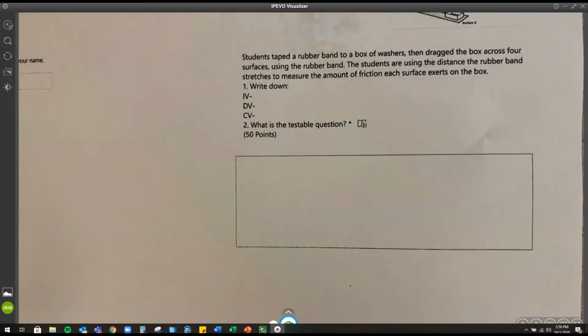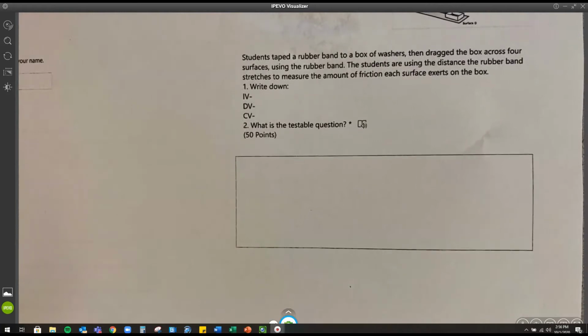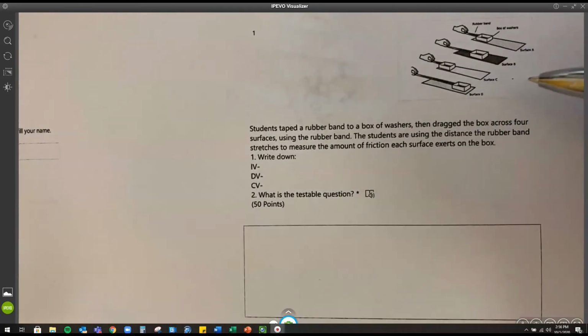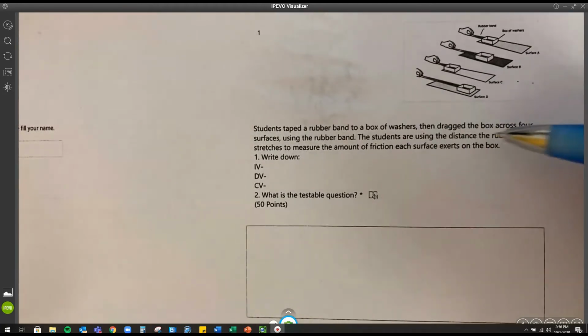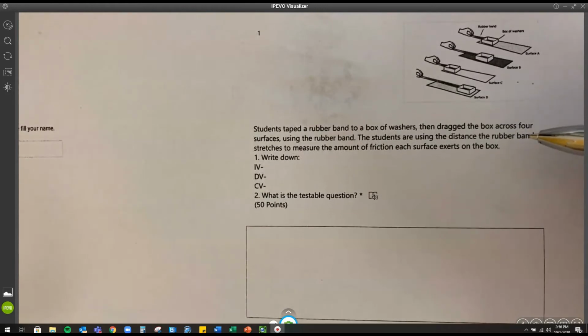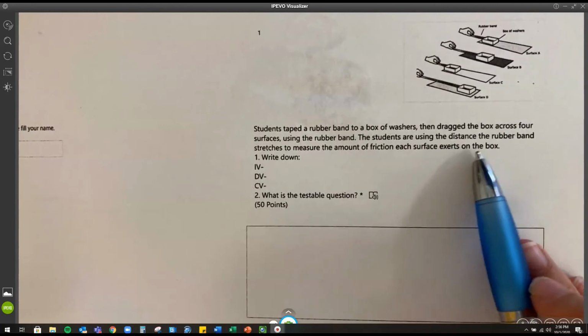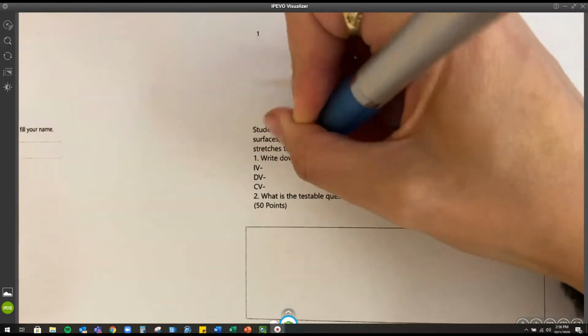All right, awesome. So today we struggled a little bit with this question, all eyes on the screen. It says, students taped a rubber band to a box of washers. I have a picture here that kind of shows me what's going on in this experiment. They then drag the box across 4 surfaces using the rubber band. The students are using the distance the rubber band stretches to measure. Measure is an important word that I know.